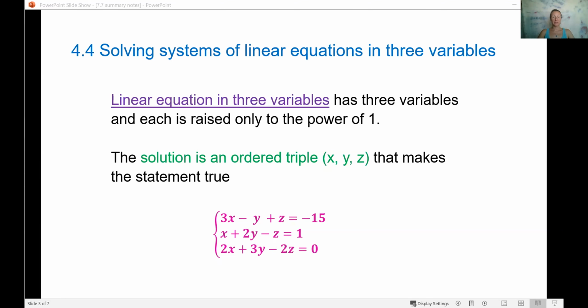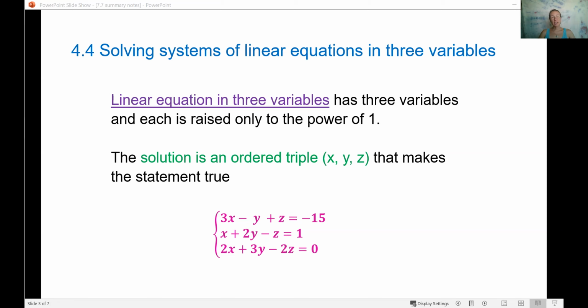So let me share my screen with you, just to give you an idea of what systems of linear equations are. A linear equation means that each variable is only raised to the power of 1. That's what makes it linear. A linear equation in 3 variables, graphically, is a plane in 3-dimensional space. So it's like a piece of paper in space.